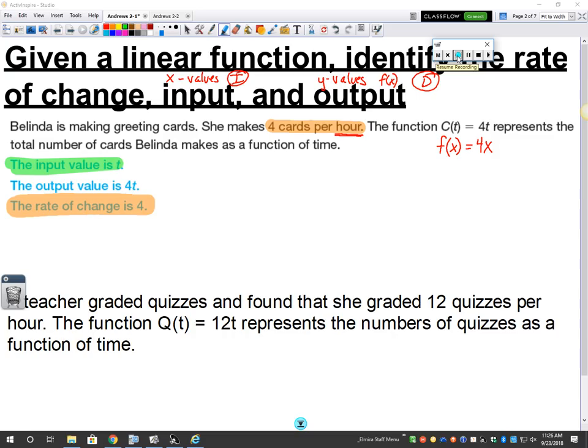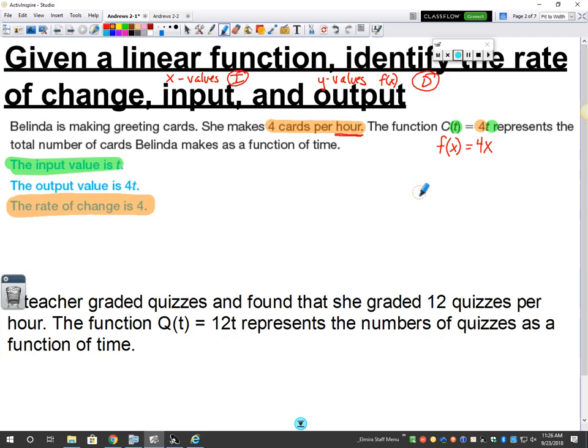Okay, so t, that's our input. It's the same thing as our x value. And the 4 is next to the variable, and that's where the rate of change is located in an equation. It's right next to the variable. The rate of change multiplies your input variable. So whether that's x or t or whatever.